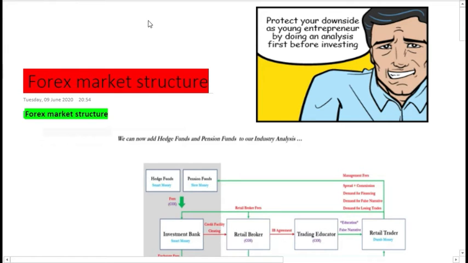So here we are talking about the forex market structure, right? As I always say, it's good to first read this. It's one of my quotes, says protect your downside as a young entrepreneur by doing an analysis first before investing, right? So let's get straight to our work here.